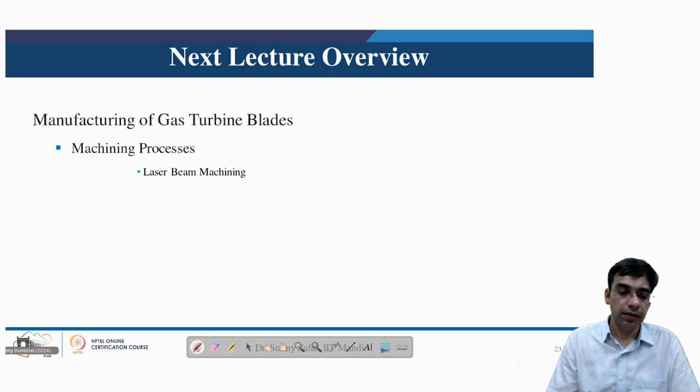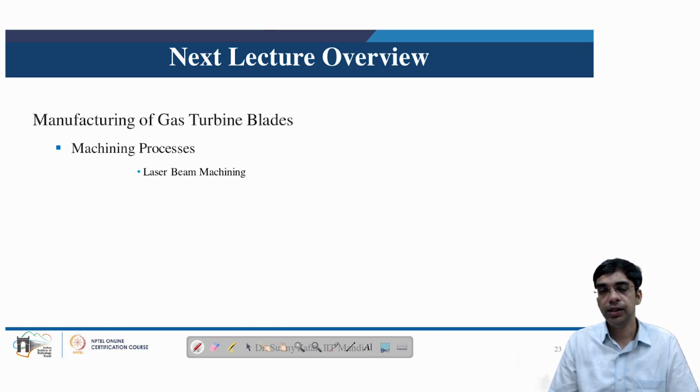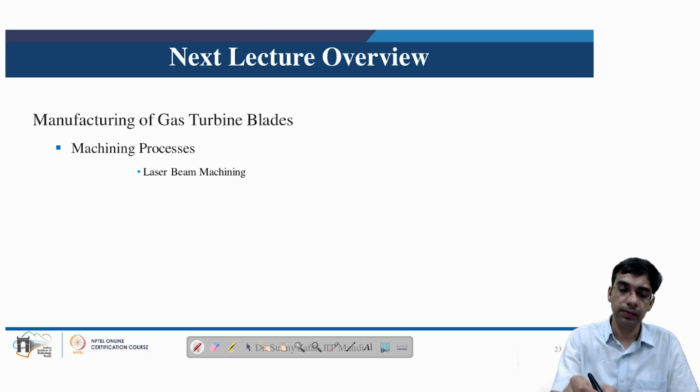So in the next lesson, we will see the other machining process, that is laser beam machining, which is also used to machine the gas turbine blades to create the film cooling holes.